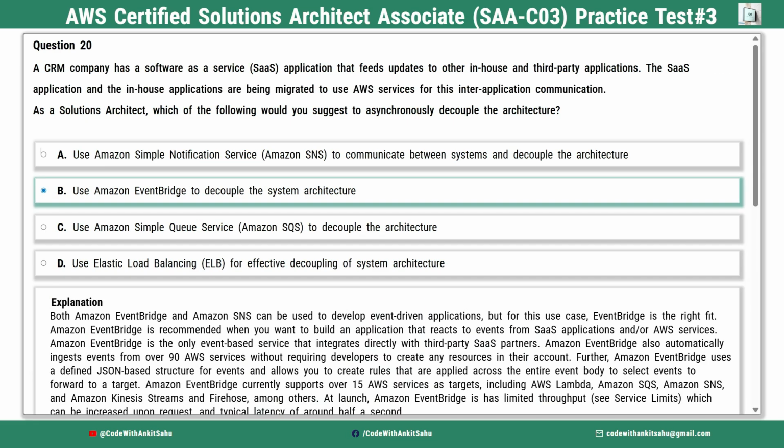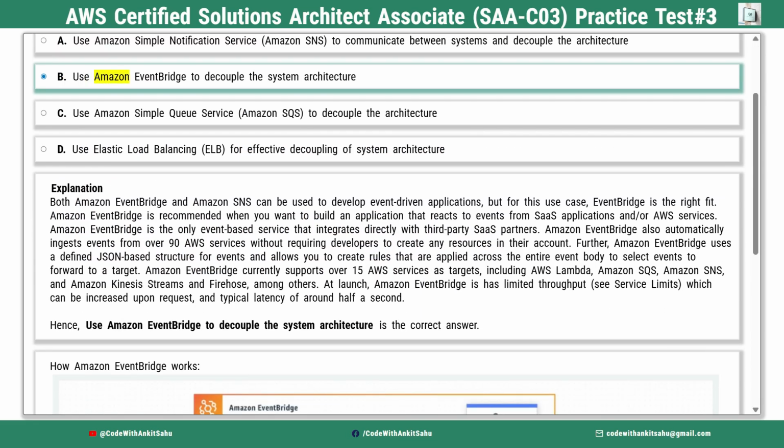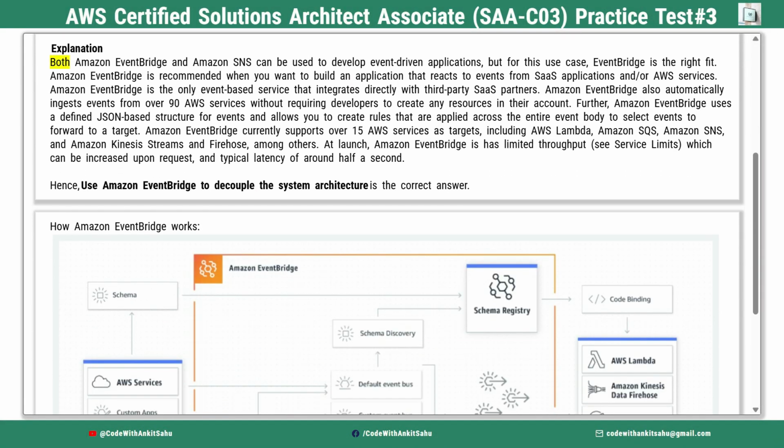Correct answer. Option B. Use Amazon Event Bridge to decouple the system architecture. Explanation: both Amazon Event Bridge and Amazon SNS can be used to develop event-driven applications, but for this use case, Event Bridge is the right fit. Amazon Event Bridge is recommended when you want to build an application that reacts to events from SaaS applications and/or AWS services. Amazon Event Bridge is the only event-based service that integrates directly with third-party SaaS partners.